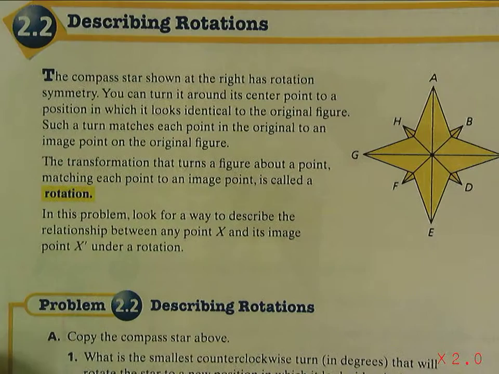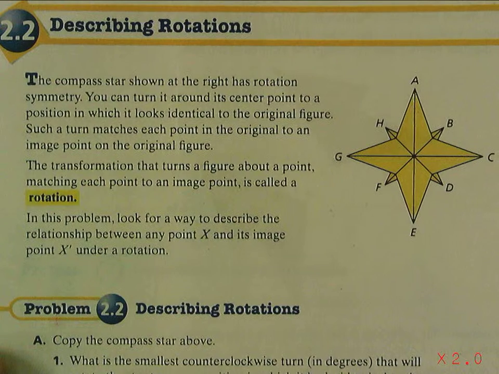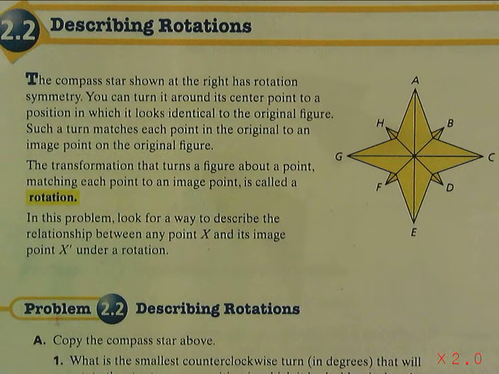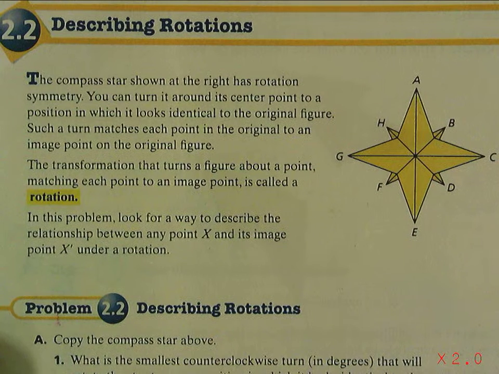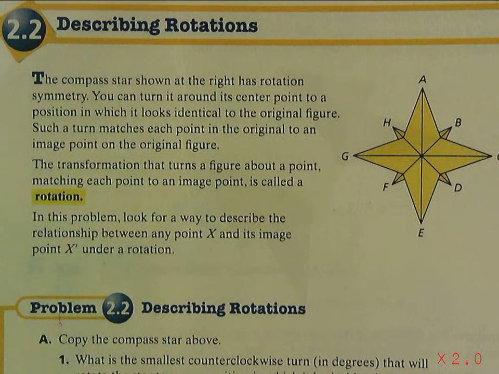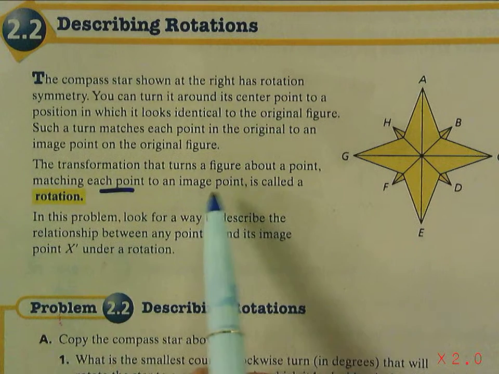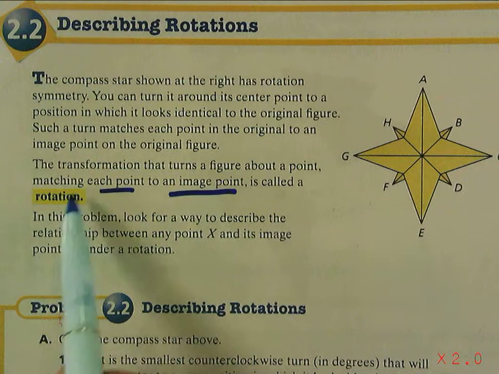So today we're going to look at problem 2.2 in Kaleidoscopes, Hubcaps, and Mirrors. In this part of the investigation, we're going to look at how to describe a rotation, or objects with rotation symmetry, and how to transform them from their original place to other places where they would be repeated. We call the transformation that turns a figure about a point, matching each point to an image point, a rotation.